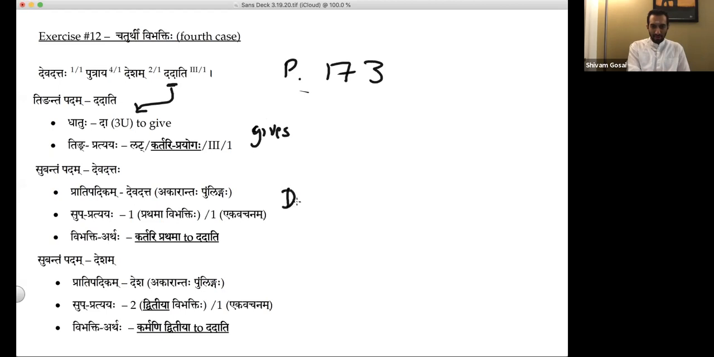Okay, won't let me write. So Devadatta gives. Devadatta gives what? Desham. I don't know how he has the power to give the desham, but desham. Desha, it's akarantaha punlinga is the pratipadika, supratyaya dutiya vibhakti ekavachanam, so 2-1. And karmani dutiya tu dadati. So it's the object of the verb of giving, right? Because second case is often the object. So he gives a desha. Desha often means country, right? He must be a big king. Devadatta must be a big king here.